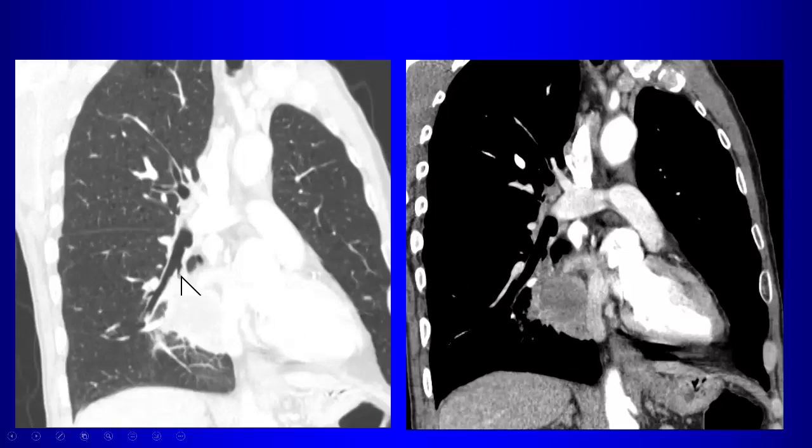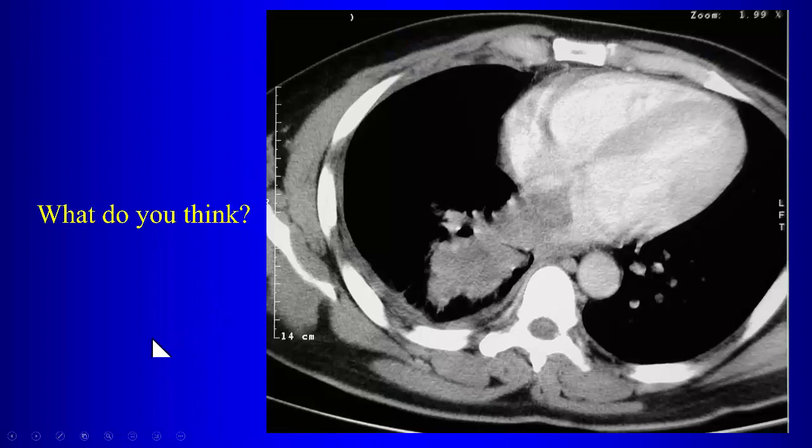There's an endobronchial component. Okay. Obviously, a right lower lobe mass. Are we done, or is there something else we need to mention? It's going to the atrium, the left atrium. So there is a filling defect here in the left atrium.